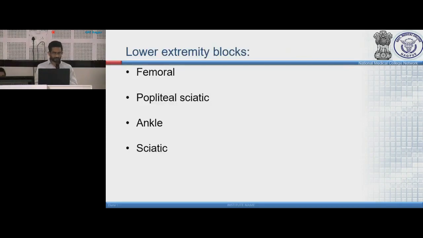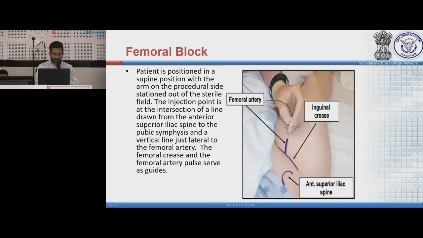Lower extremity blocks: femoral block, popliteal sciatic and sciatic block, and ankle block. The femoral nerve is the largest branch of the lumbar plexus, L2, L3, L4. It is indicated for anterior thigh surgery, lower leg surgery, and the medial side of the leg, ankle, and foot surgery along with the sciatic nerve block. It gives complete analgesia for the lower leg.